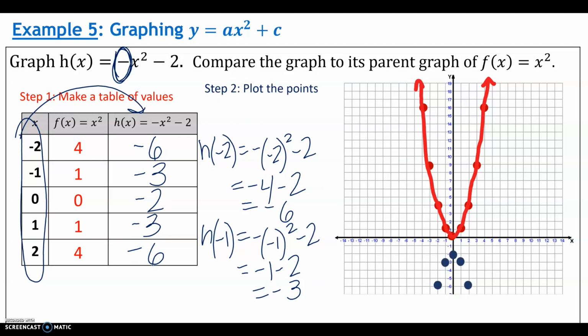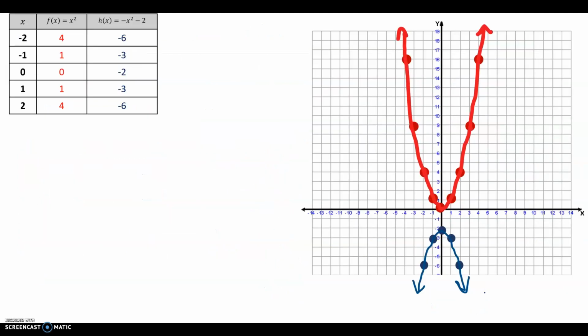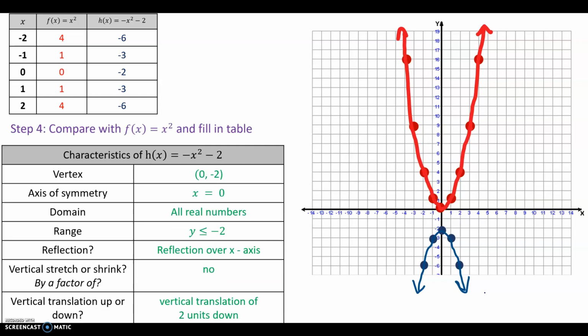So this graph should be opening down because a is a negative 1. Let's plot our points. Oh, look, it does open down. And let's draw our curve. And there you go. Again, there's my table of values, there's my graph. So we need to compare it, and I will explain our table. Your vertex now is down here, which is 0, negative 2. Your axis of symmetry is still the same.